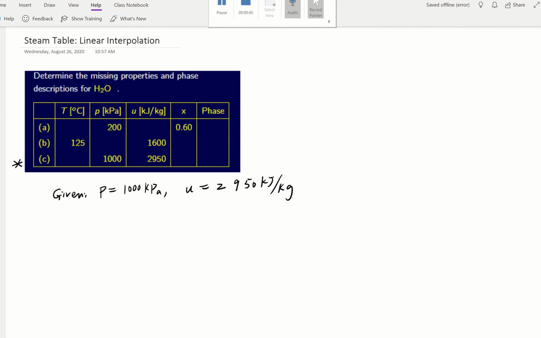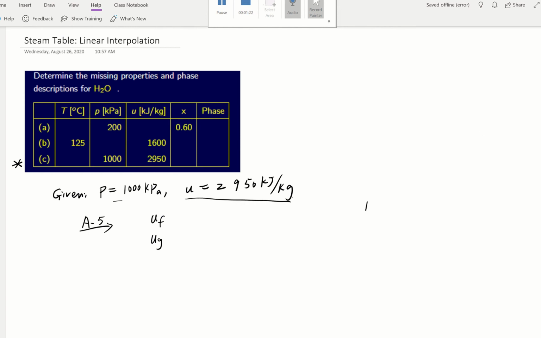Given the pressure and the internal energy, we have no idea what phase this is. So that's going to be our first mission, to find out what phase it is. Since we know the pressure, we immediately know we're going to use table A5, the pressure table. Once we're in the pressure table, how do we determine what phase it is? We're going to find our UF and UG, and then look at this given U. How is that compared to UF and UG?